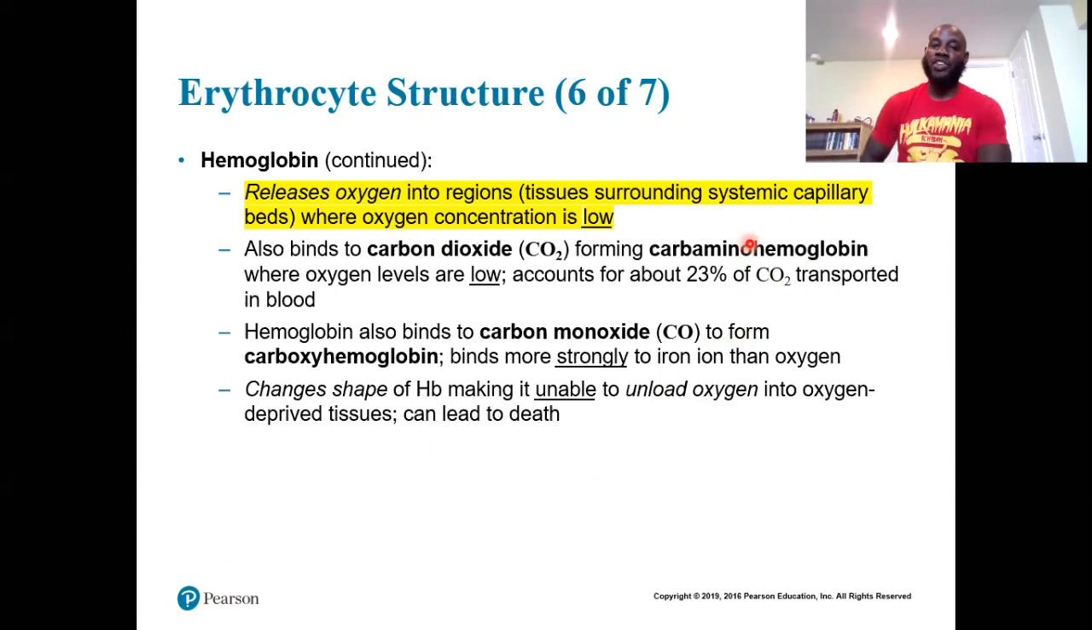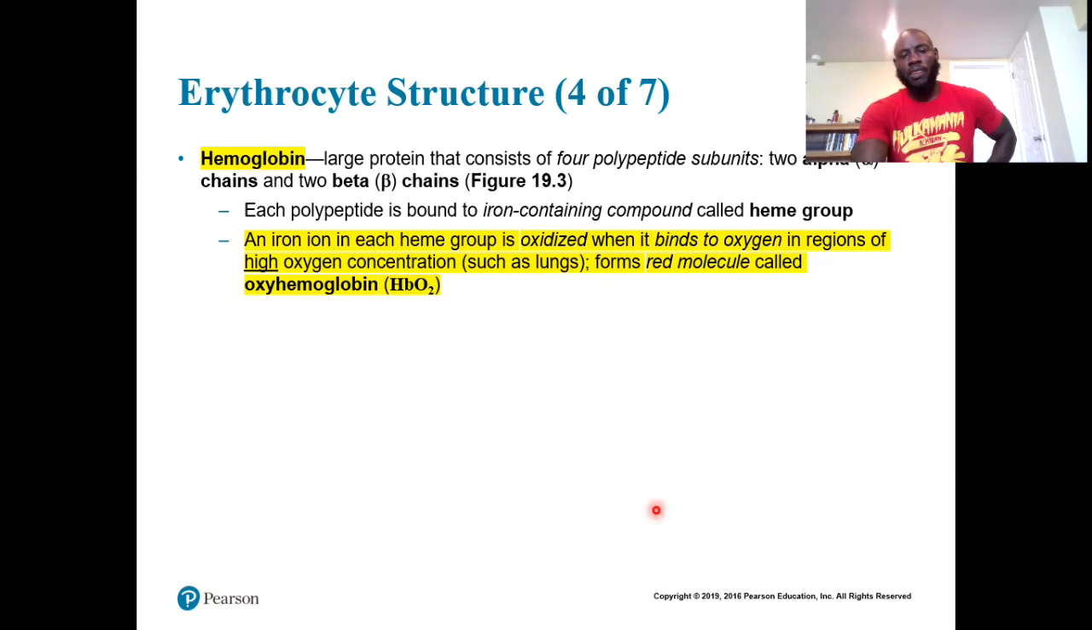Hemoglobin, a little bit more information, releases oxygen into regions where oxygen concentration is low. I didn't stress that quite enough. So notice here, the iron in the heme group is oxidized when it binds to oxygen in regions of high oxygen concentration, such as your lungs, right? So when you breathe in, you have a high concentration of oxygen in your lungs, and your blood near the lungs will draw that oxygen into your bloodstream.